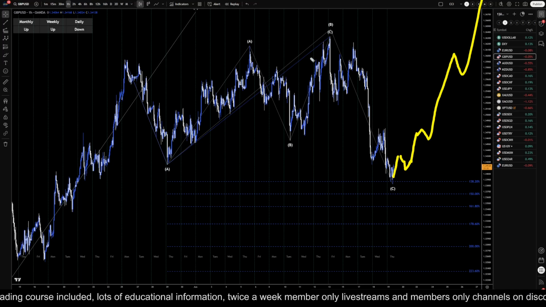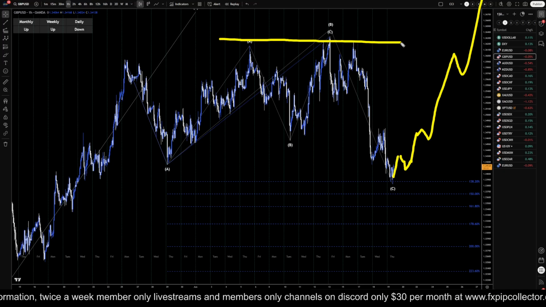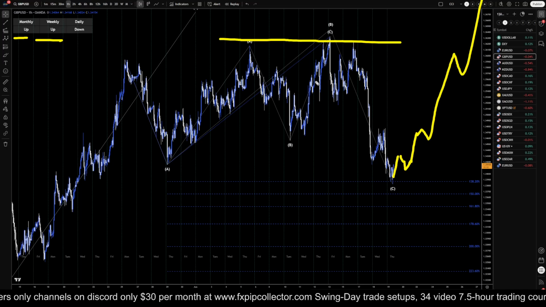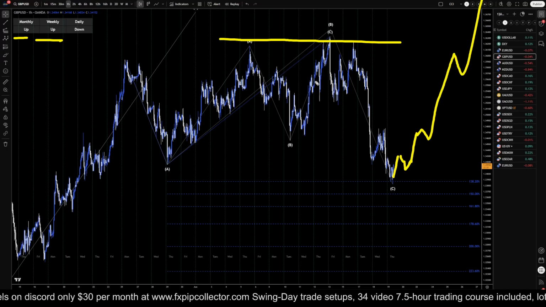And if it is an ABC correction, once it breaks structure to the upside and finishes this pullback, it will likely go up and take out all the previous highs again. So we definitely want to keep an eye out for that trade because the trend is up on the very high time frames and it very likely is just a pullback within the higher time frame uptrend.